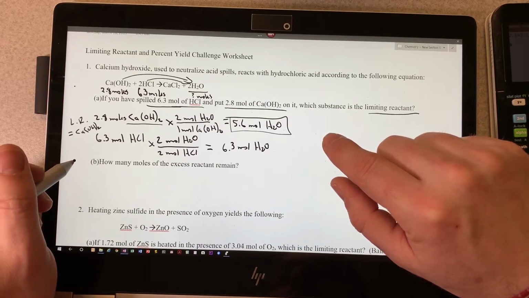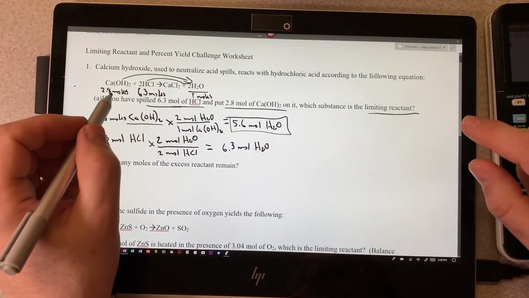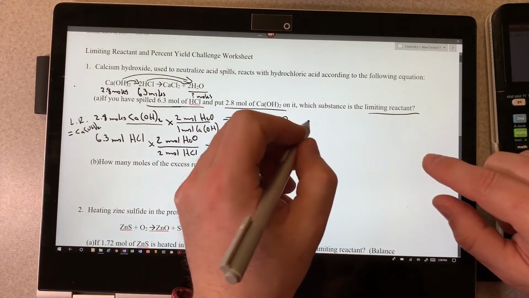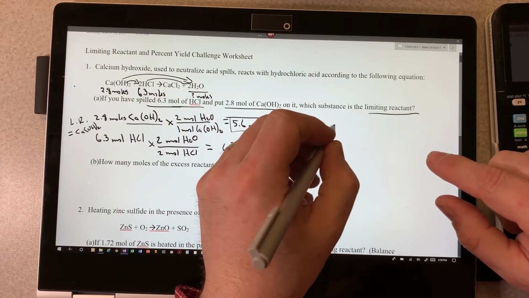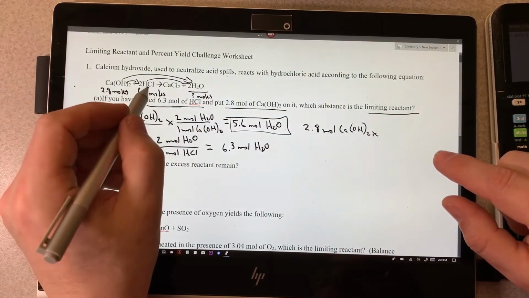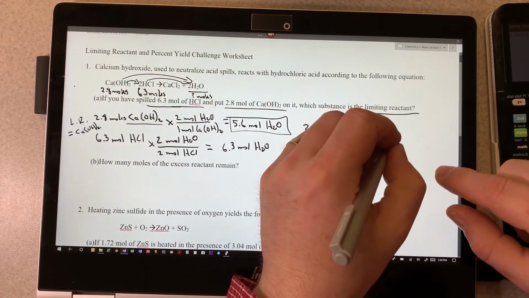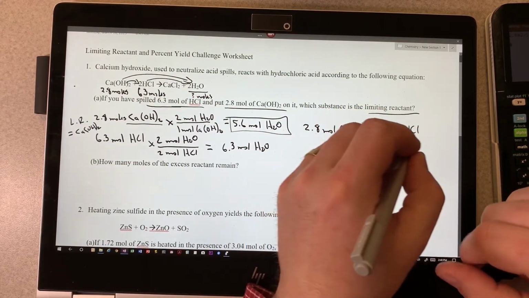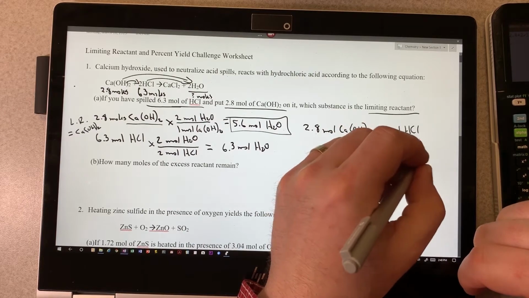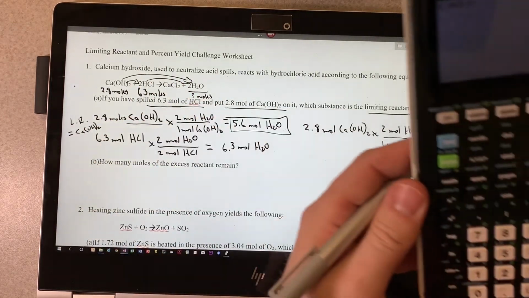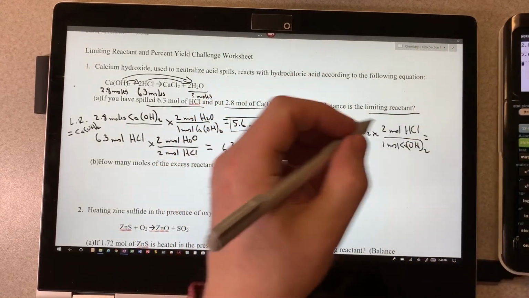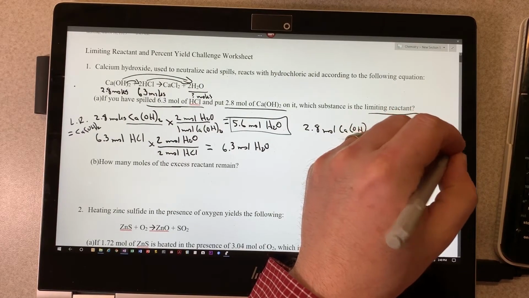The other way that I can do this problem is to just convert one of these directly into the other and compare with how much I have. So I'll show you what that looks like here. If I have 2.8 moles of calcium hydroxide and I have a 2 to 1 mole ratio, right? 2 moles of HCl for every 1 mole of Ca(OH)2, that's going to get me 2.8 times 2 divided by 1. Oh, looks like the same answer here, 5.6 moles of HCl.